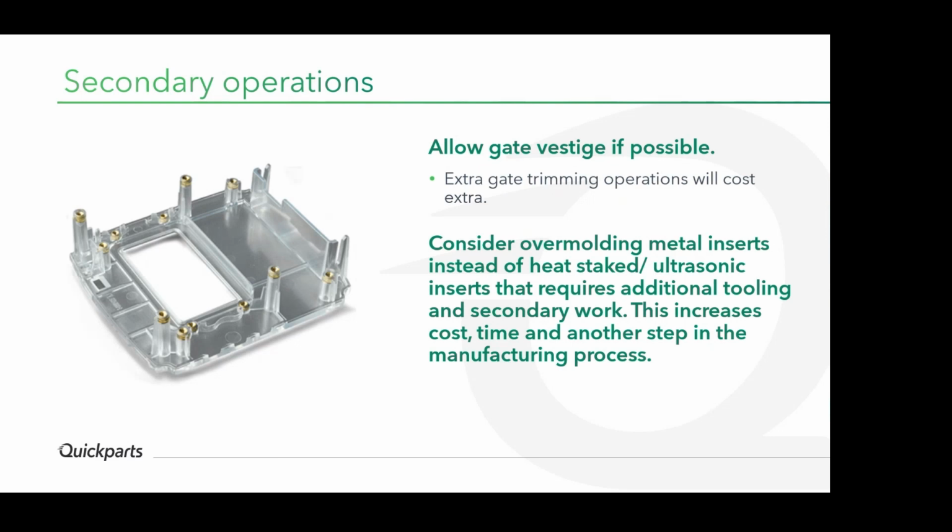So one example is, typically all parts come out with gate wastage, right? If you can keep that gate wastage and you don't have to trim it, then it saves cost. But if you have to trim it, it is what it is. Same with pressing inserts again. Try to use overmolding inserts if possible, so that you can just have that insert come out with the part. As I said, additional operation means more time and chances of quality issues.